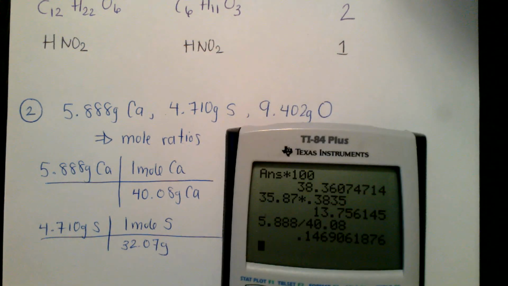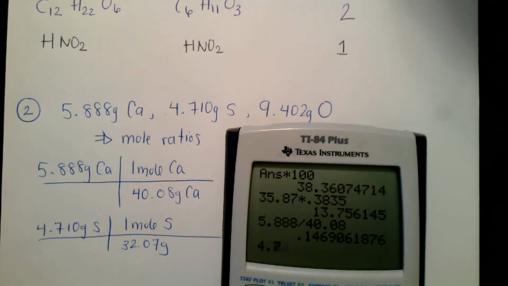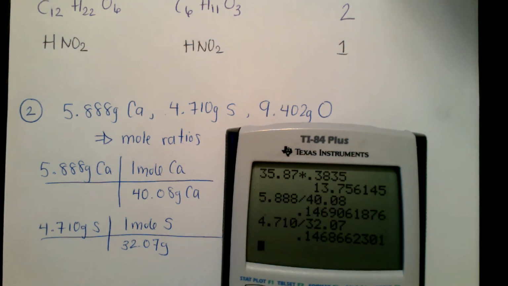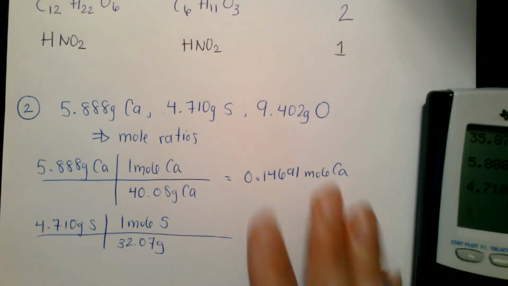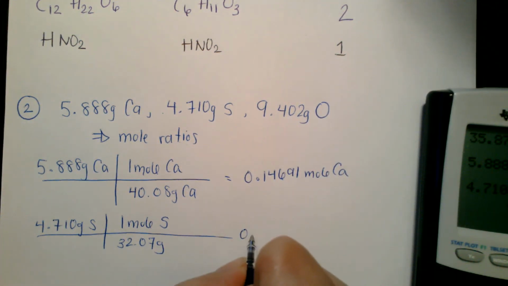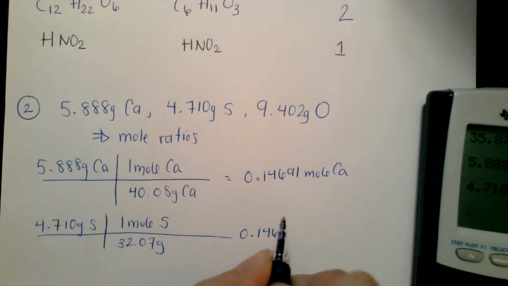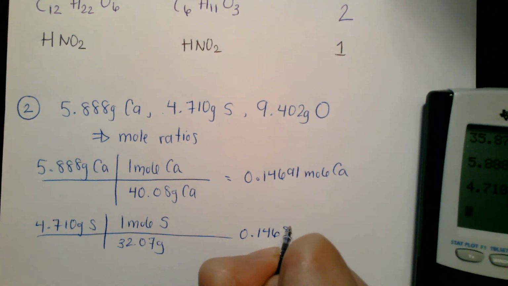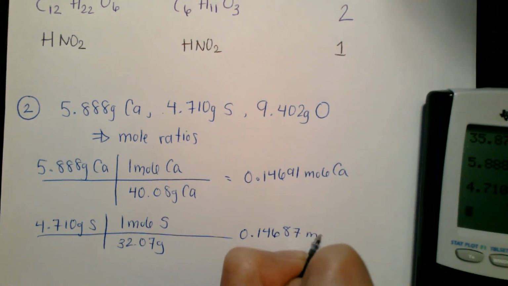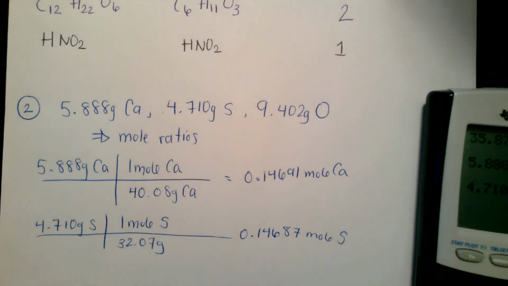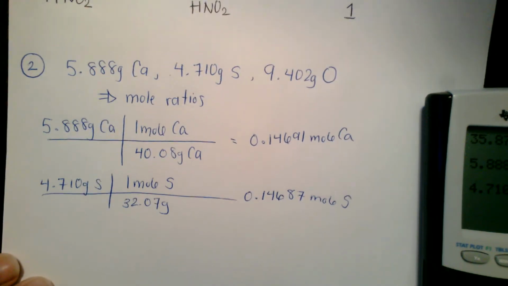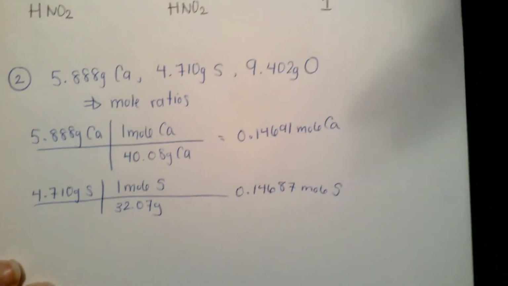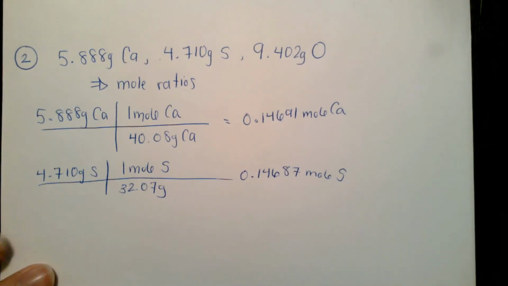Okay. So 4.710 divided by 32.07 gives us, oh, looks very similar, 0.14687 mole of sulfur. And then last, we have the oxygen.